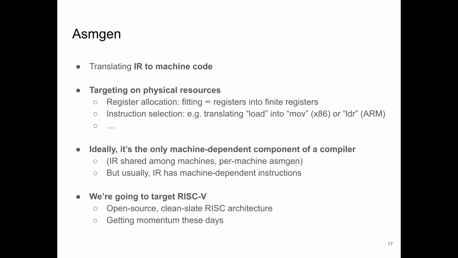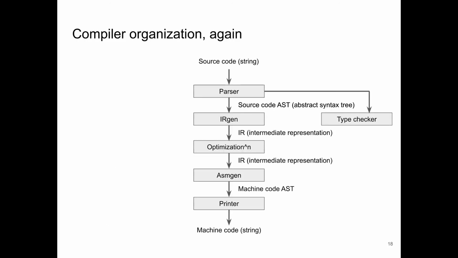In this course, in your homework, you are going to target RISC-V, which is the recently developed open source and clean-slate RISC architecture, and it is getting momentum these days. In my experience, it is much easier to target than x86 or ARM. ARM and x86 have thousands of pages of manuals, but RISC-V only has hundreds of pages. Later we are going to print the machine code AST to a string, but we are not going to deal with the printer in this course.